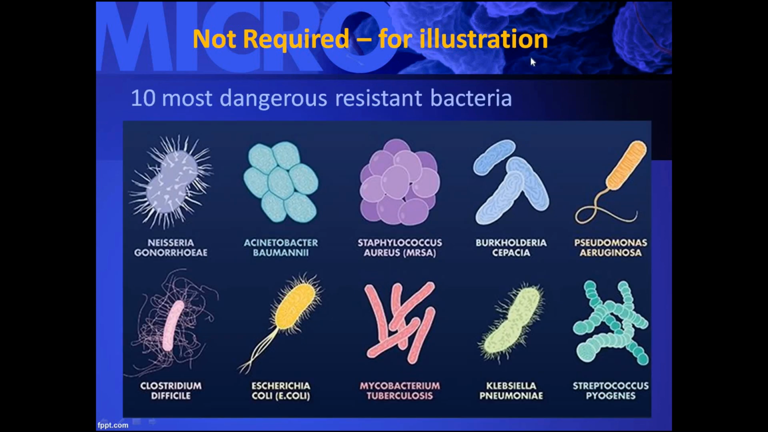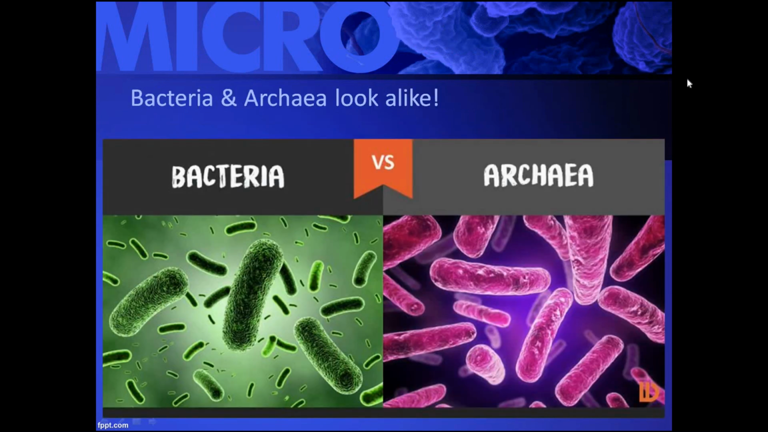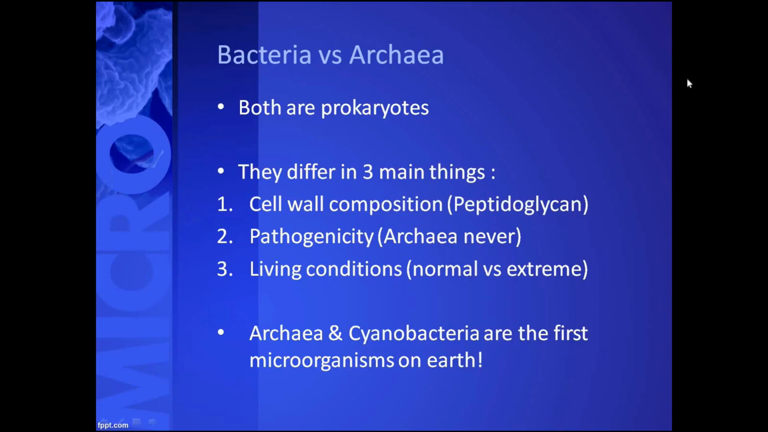Now, this is a diagram of bacteria that are resistant to antibiotics. Escherichia coli in particular is the main microflora of the GI tract. Now, bacteria and archaea look alike. They look the same. They are both prokaryotes, but they differ in three main things. Well, the bacteria have a peptidoglycan cell layer. The archaea don't have that. The bacteria can be pathogenic. Some of the bacteria cause diseases, while archaea don't cause disease.